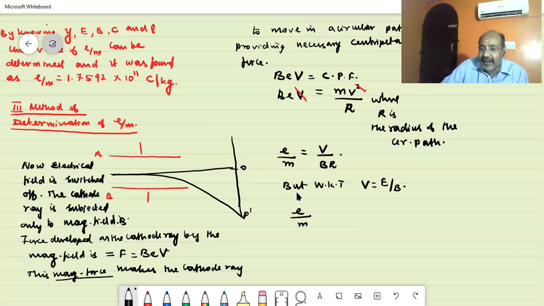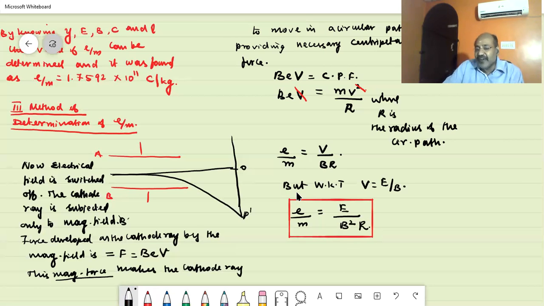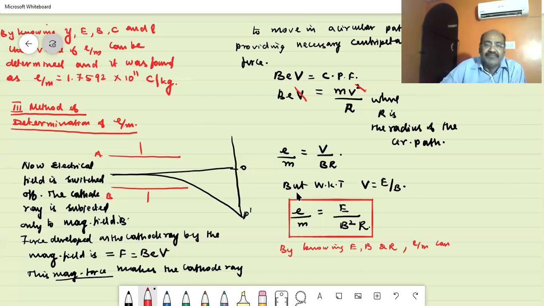So e divided by m is equal to capital E divided by B square into r. So using this formula, by knowing the applied electrical field, magnetic field, and radius of the circular path, e by m can be calculated. So I can write the conclusion: by knowing the values of electrical field, magnetic field, and radius, e by m can be determined.